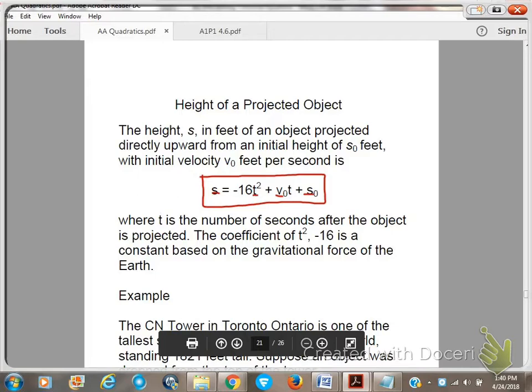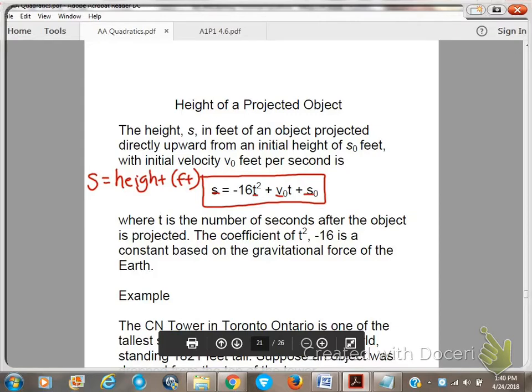Easton, can you tell me what S stands for? Feet. That's the label for it, but what is it? Height. Okay. So please write this down. S equals height in feet. Always in feet? For this equation, yes. For this formula, yes.